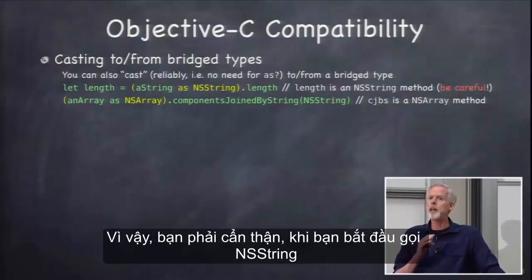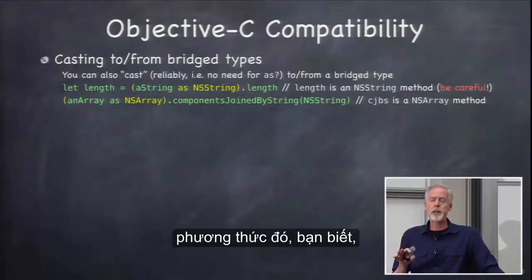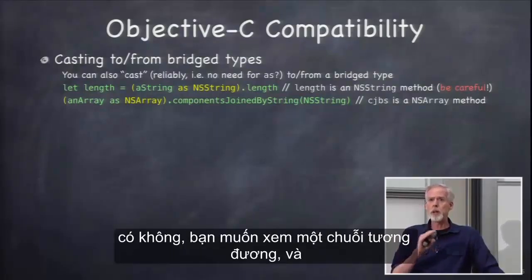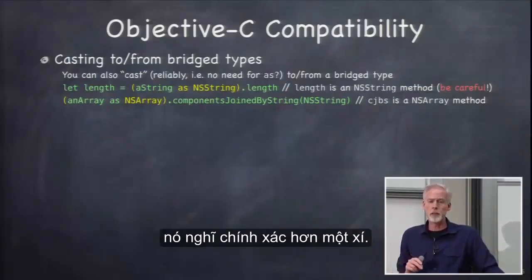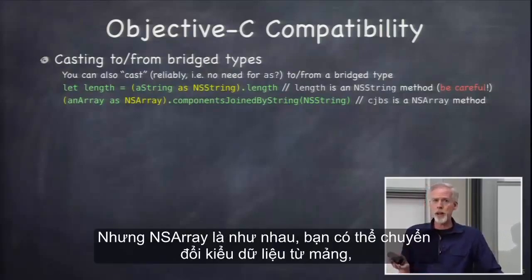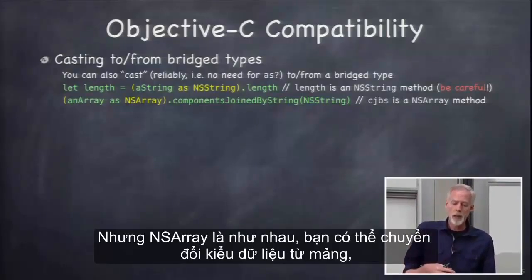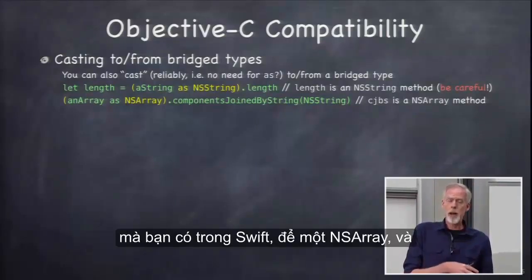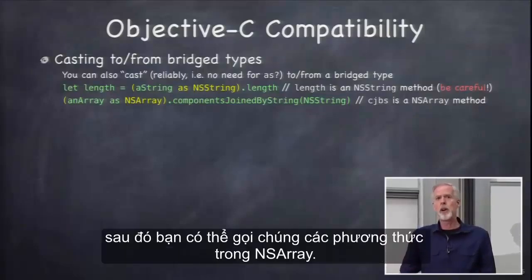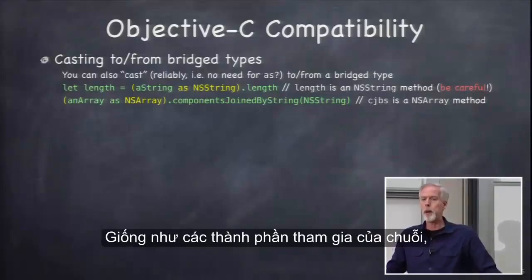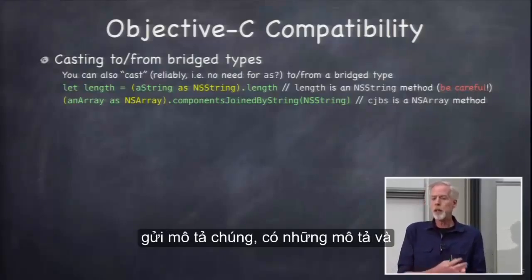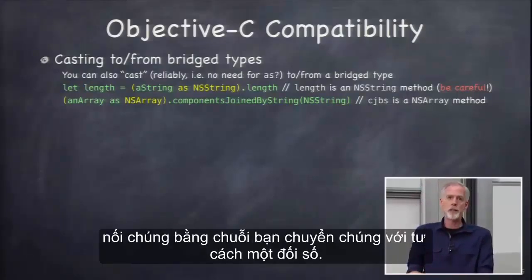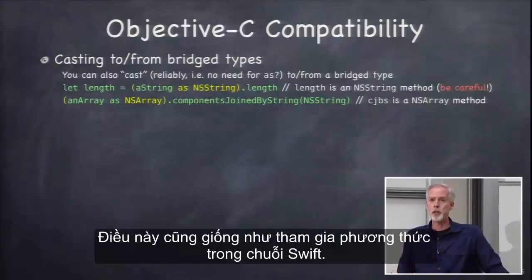So you've got to be careful when you start calling NSString methods. You want to look for a String equivalent and use that if you can, because it's newer and it does things a little more accurately. But NSArray is the same thing. You can cast from an array that you have in Swift to an NSArray, and then you can call methods in NSArray, like componentsJoinedByString, which is kind of cool. It takes all the components in the array, sends them description, takes those descriptions and joins them by the string you pass as an argument. This is the same as the join method in Swift's String.